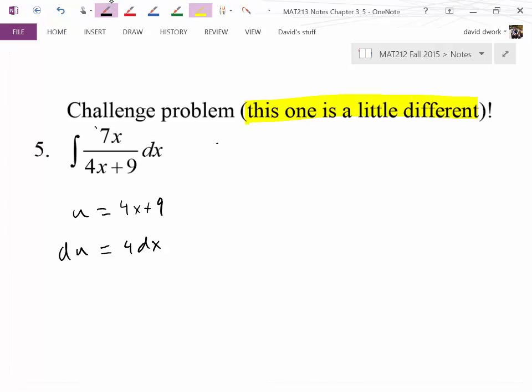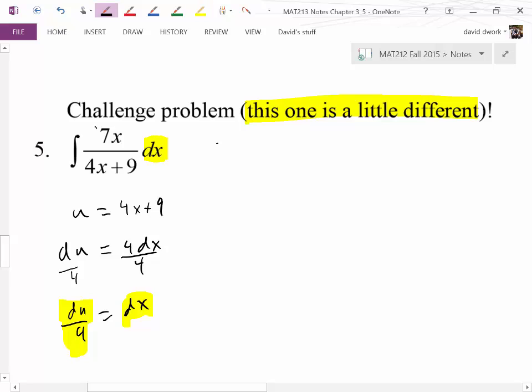Okay, so if you're looking at this and saying, you know, the du is great. What I could do for the du is just divide by 4. So I get du over 4 equals dx. So that way I have a nice substitution here. Dx is equal to du over 4. That's easy enough. And then this denominator here would just be u, right? So that's not too bad. And then over here we'd have du over 4. So that's not too bad.